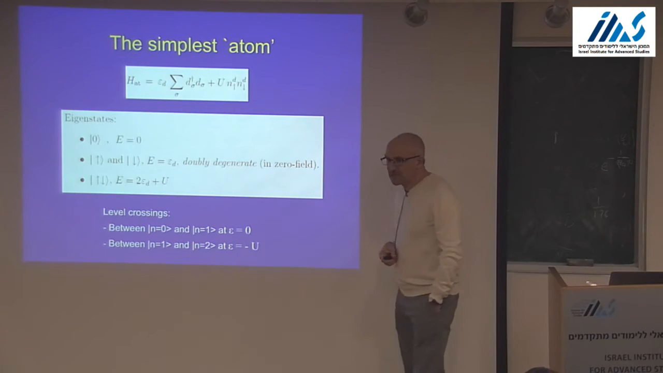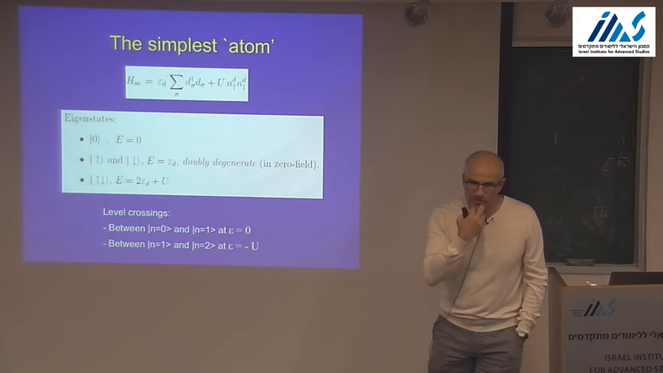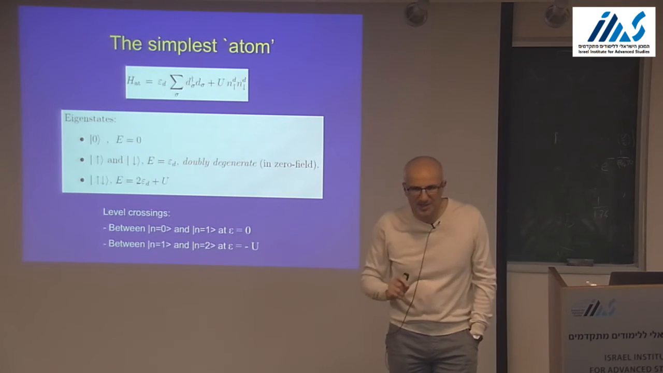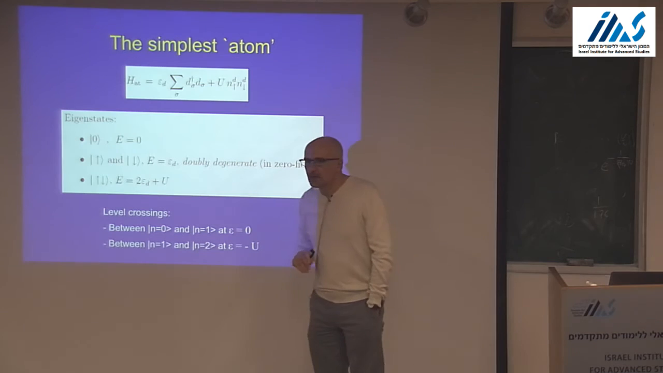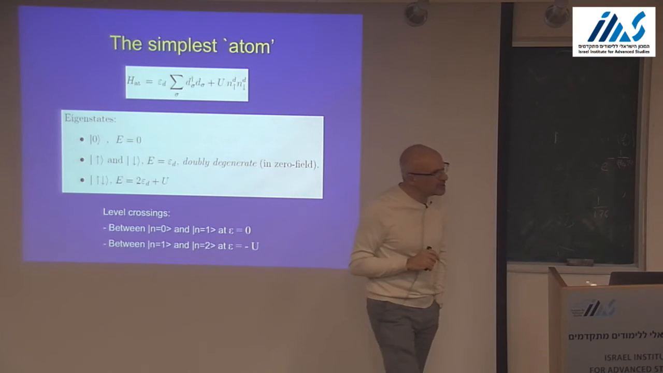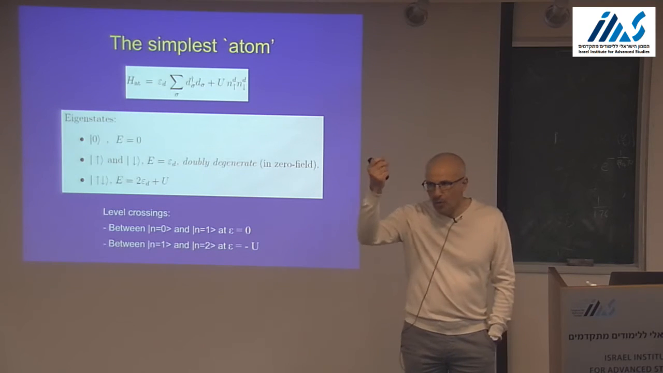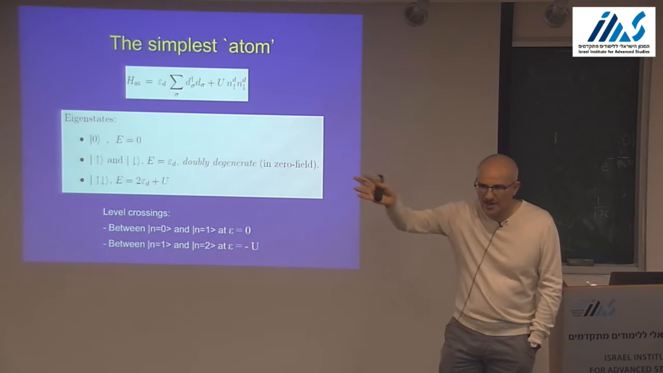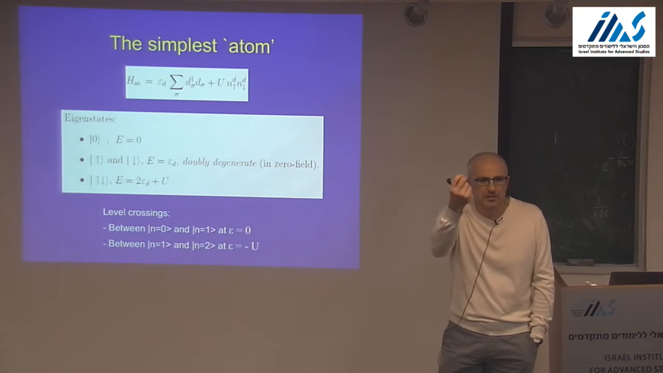Okay, so let me start just with a simple Hamiltonian. Previously you had a full complex Hamiltonian. Let's now look at the simplest possible one, which is the Hubbard model in which I remove the hopping. So I just have one site, because all sites are disconnected. I can as well consider one site.